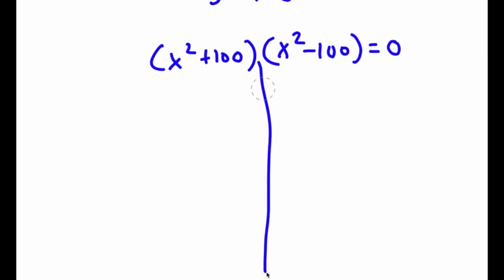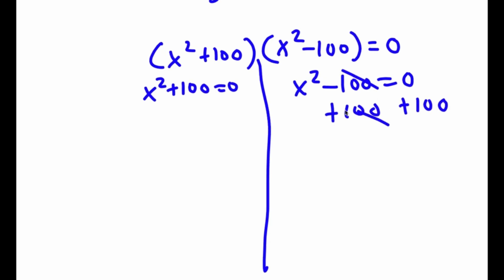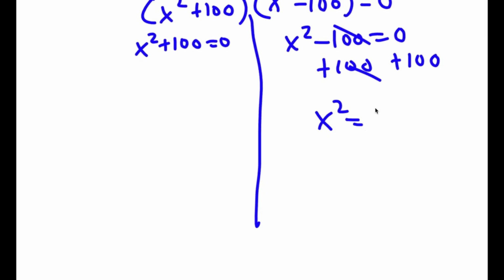So now this gives me two equations. I have x squared plus 100 is equal to 0, and I have x squared minus 100 is equal to 0. So let's first solve x squared minus 100 is equal to 0. So the first thing I'm going to do is I'm going to add 100 on both sides. So then these two cancel out. I'm left with x squared is equal to 100.